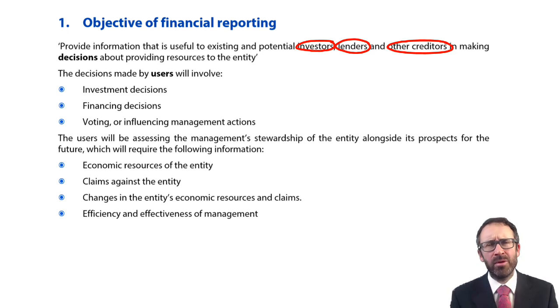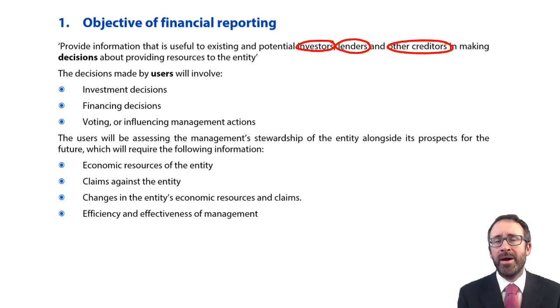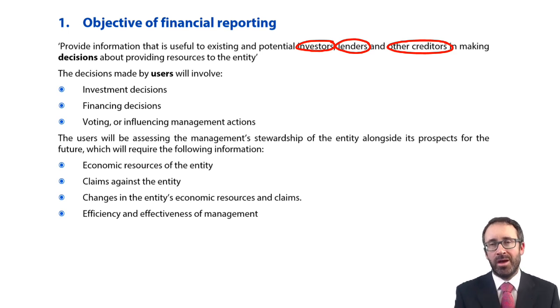And that's particularly relevant with regards to other creditors recently, particularly in the UK, where businesses have been struggling. They've not been paying suppliers. They've not paid the taxes, and Revenue and Customs have come through and tried to influence the decisions made by management by saying, look, if you don't do X, Y, and Z, then we're going to make sure we put this business into administration. So the users will need that information.